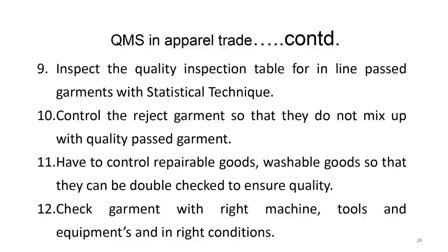Right condition meaning to say, let's say you are going to check whether the garment has any stains or not. So the correct condition is that you have to lay the garment on a big flat table, and then there has to be adequate amount of light, like a tube light or a CFL overhead, so that you can actually see whether there are any stains or any kind of problem with the garment or not. So the equipments and the tools and the machines have to be given so that the checking of the garment can be done in the perfect way.